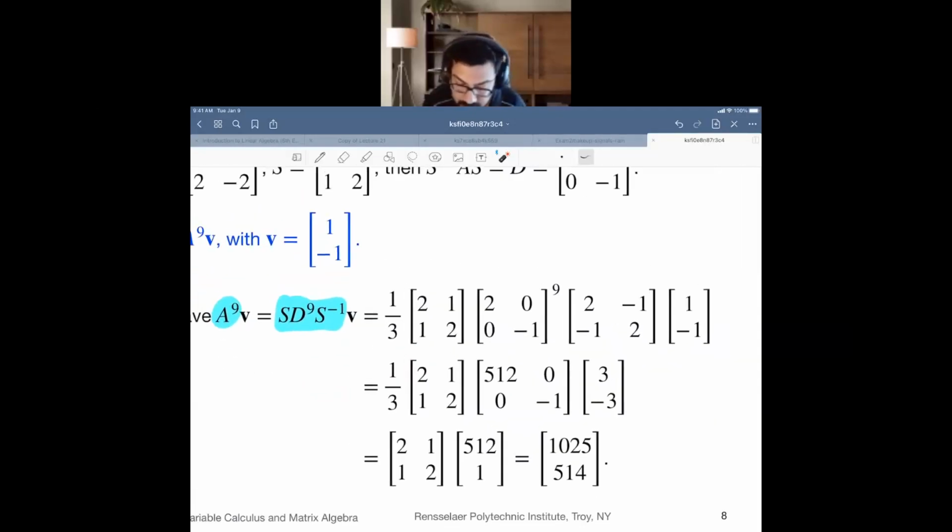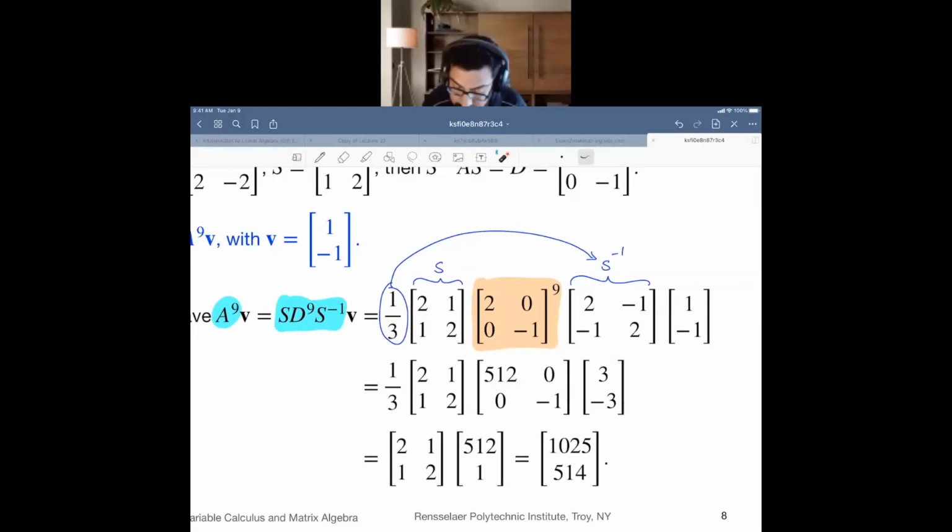You have got S here. S is right here. And then this guy is S inverse with this. And then you have D raised to 9 right here. And then, of course, we have the V getting multiplied way at the end. So you have S, D raised to 9, S inverse, and then V.